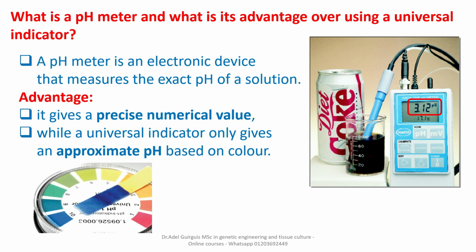As we check the pH by universal indicator depending on its color, it is subjective. It may differ from one person to another. The estimated value may differ from one person to another, while the pH meter gives an exact and precise value for pH.